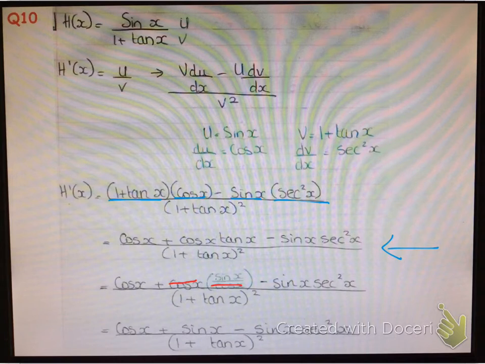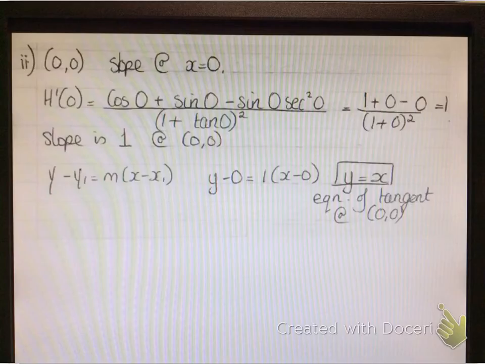Part 2 then asks you to find the equation of the tangent to h of x at 0, 0. Well, to find the equation of a tangent, you need a slope and a point. I have the point, I just need to get the slope. So this was my slope down here. I now need to find the slope at x equal to 0. So I'm going to sub in 0 everywhere there was an x.